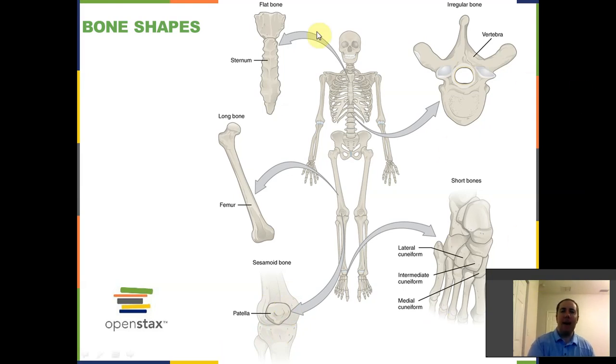Our book here throws the sternum out as being its own unique thing. I've never seen another book do that. Everyone else classifies it as simply an irregular bone. So basically you have long bones, short bones, sesamoid bones, which is really just the patella. And if you don't fall into any of those categories, you're an irregular bone.